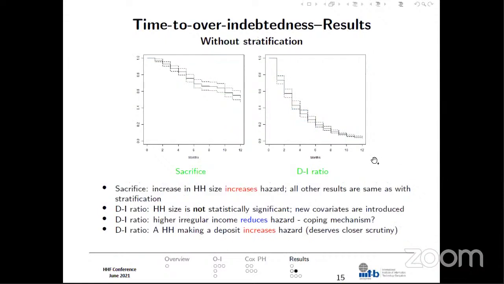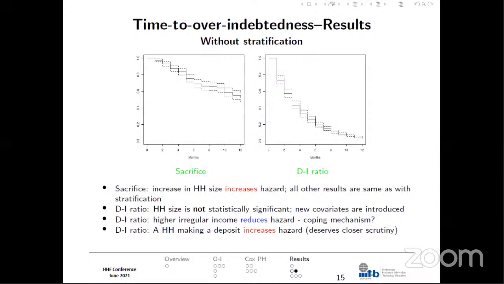So this is again a result without stratification. We find that there are actually not too many differences, although for the definition with sacrifice, there is just one line here. So household size just becomes another covariate, and there is not too much of an insight that we can get with respect to this definition. But with the one for the debt to income ratio definition, they almost look the same. Again, there are some significant covariates that actually influence this phenomenon. So you can see them on the slide here.